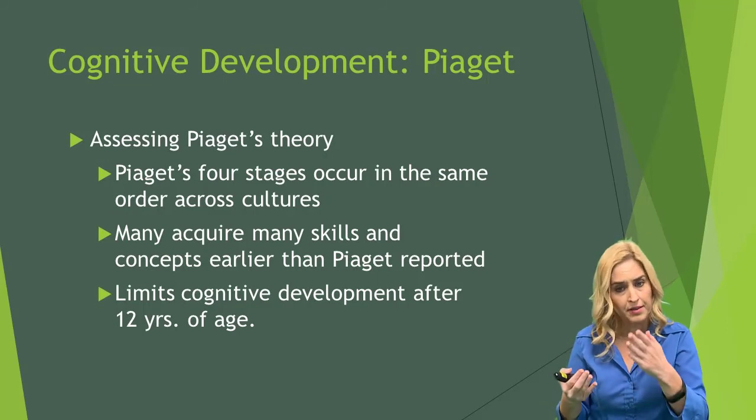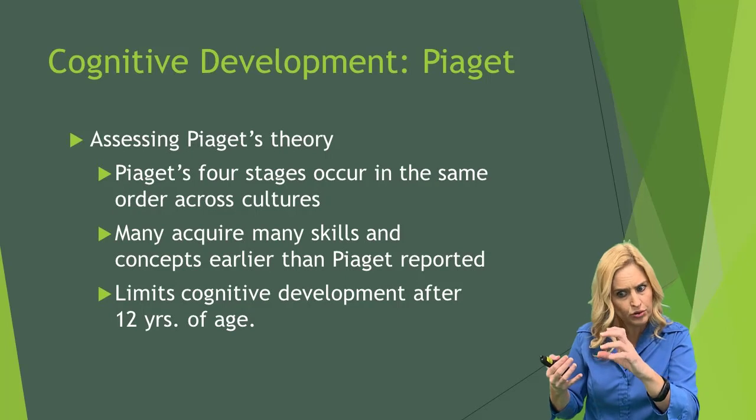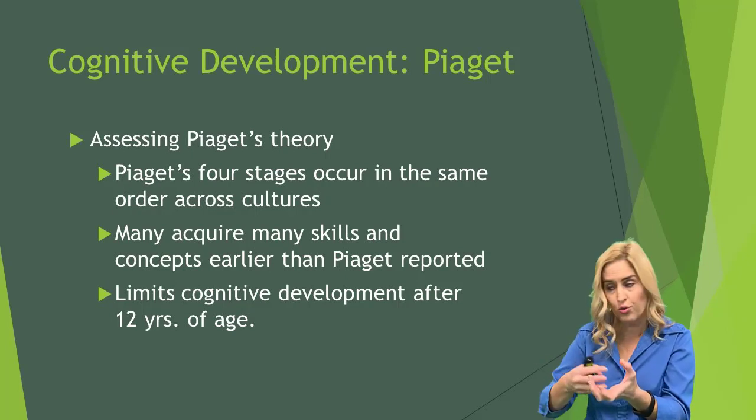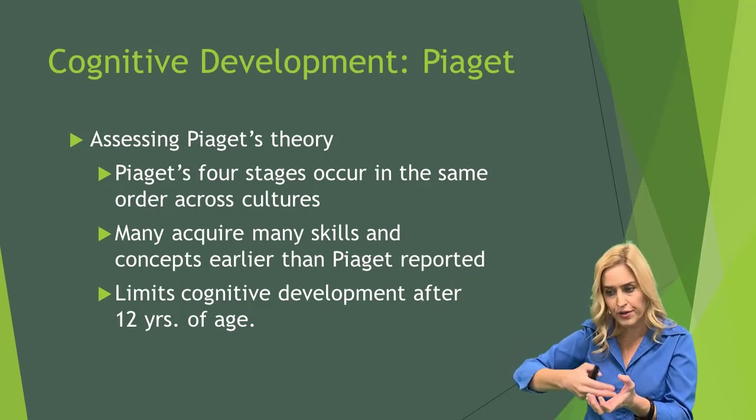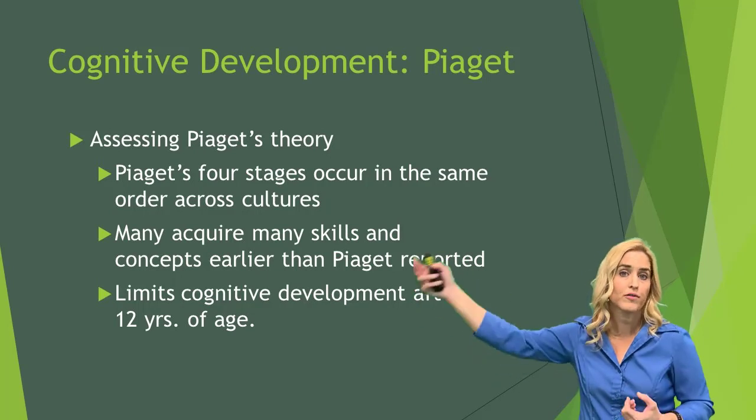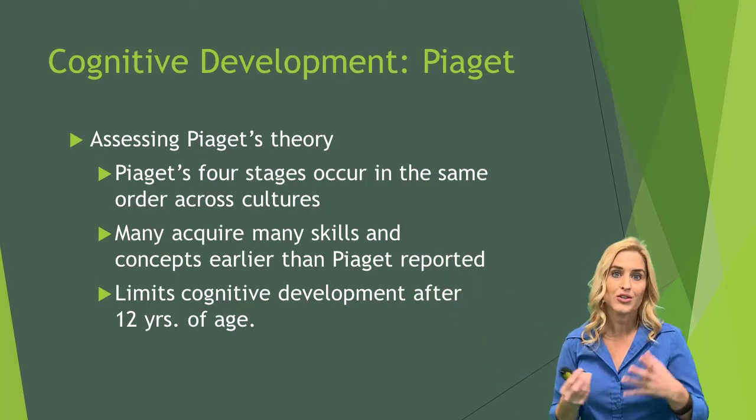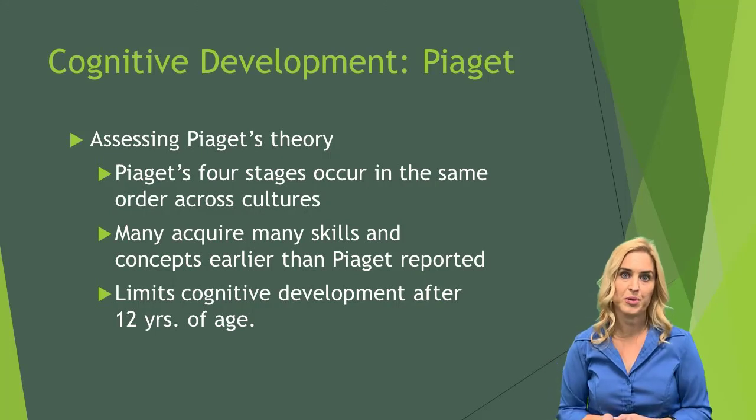And I think many of us can think about how we changed our thought from middle school all the way to college and beyond. Our thinking does grow and change from 12 years into adulthood. So these are some of the criticisms of Piaget's theory.